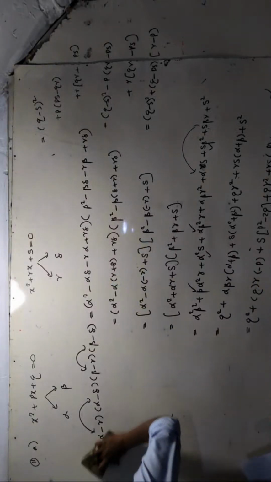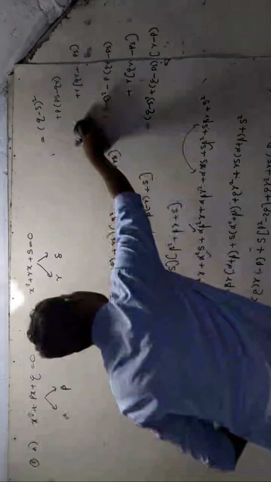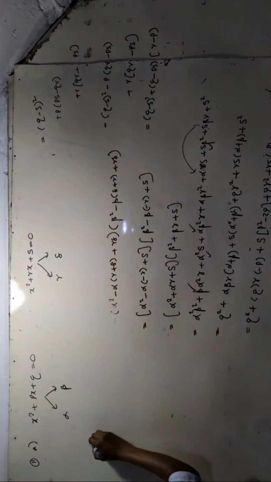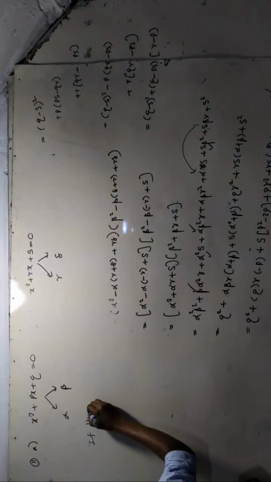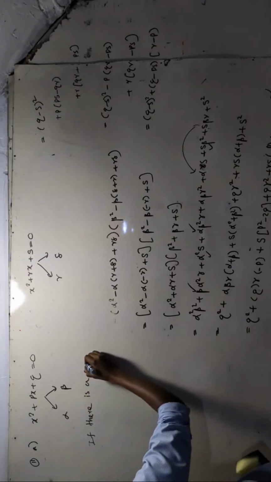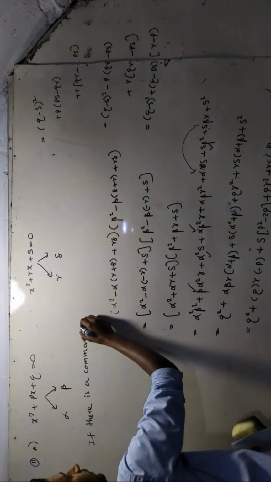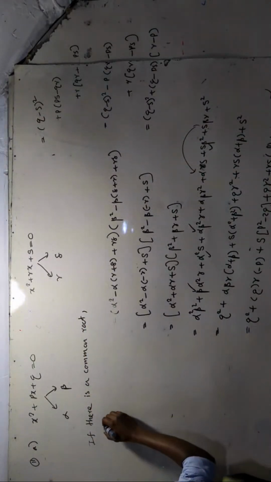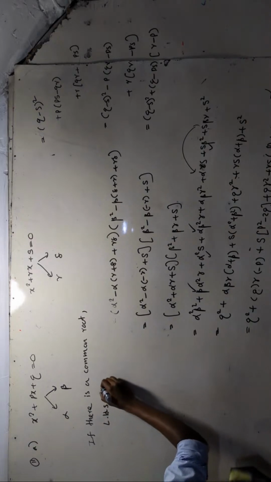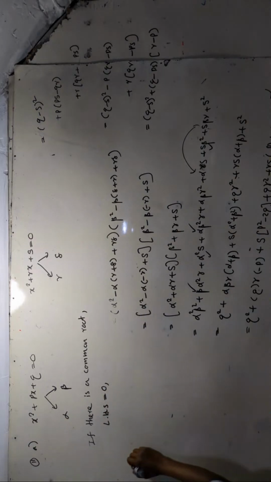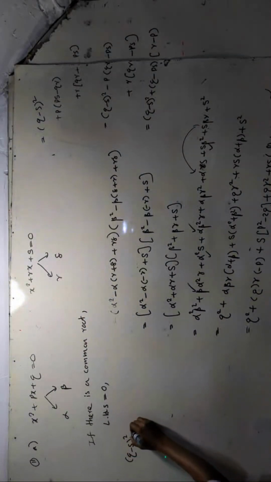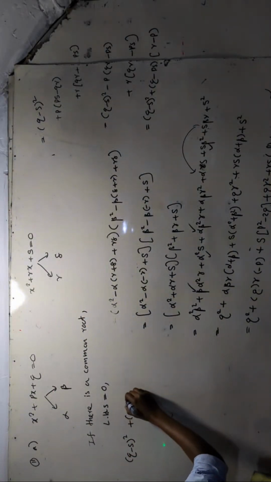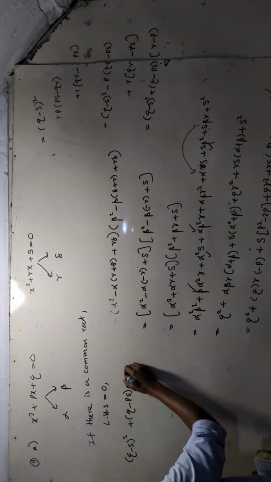Then we can get some kind of a mathematical expression. Right, so I'm going to write down. But if there's a common root, that means my LHS is equal to 0. Okay, that means (Q minus S) whole square plus (Q minus P S) into (R minus P) will equal 0.